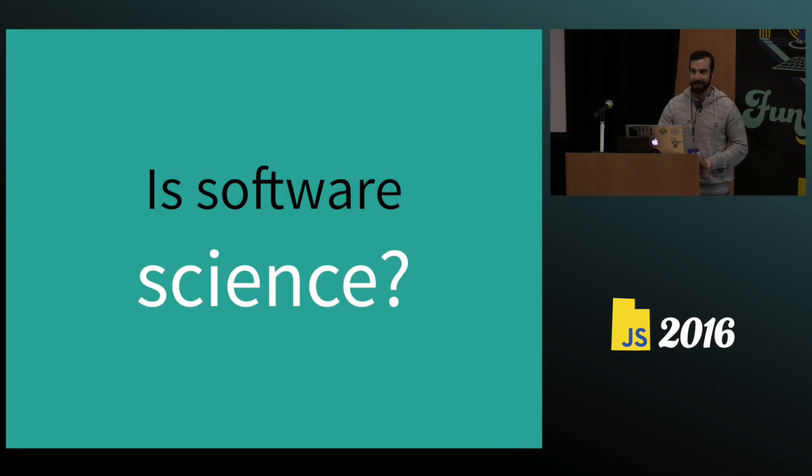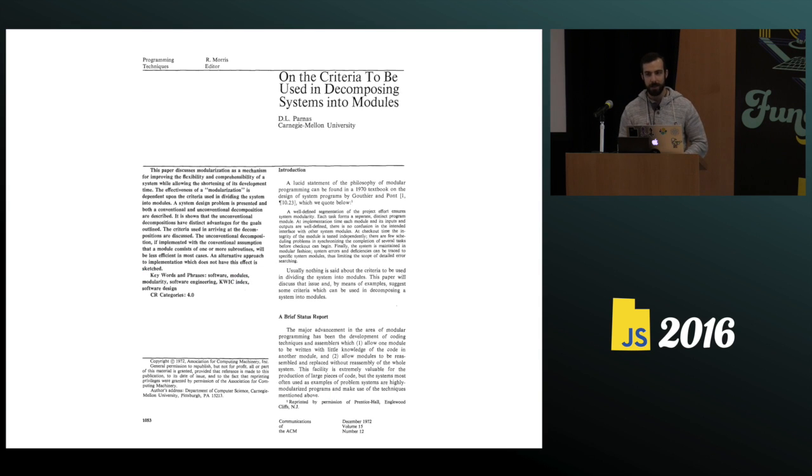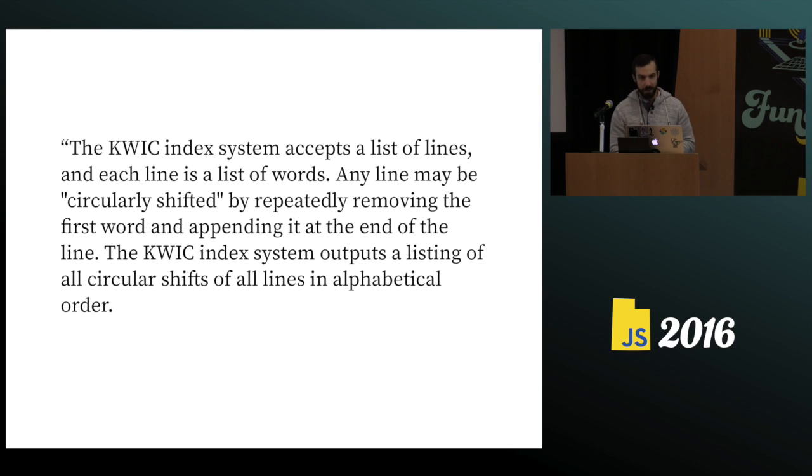Is software science? Well, it displays some aspects of science. We definitely have forward progress in some ways. This is a paper from the 70s called "On the Criteria to be Used in Decomposing Systems into Modules." And it was a look at how you use modularity to develop systems, basically. How you split up the parts of your program into different pieces. And it's got some good ideas.